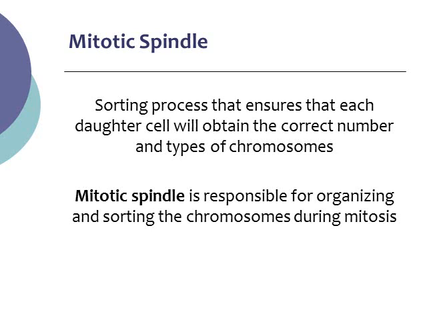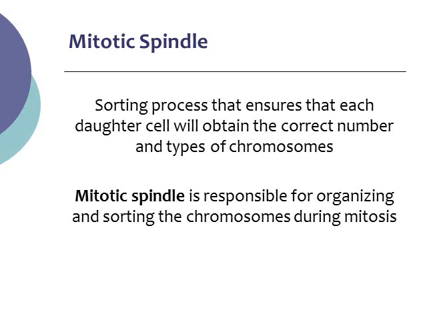So in order to pull these chromosomes apart, we're going to have a structure in the cell called the mitotic spindle. And the spindle is a sorting process that's going to ensure that each of your daughter cells are going to obtain the correct number and types of chromosomes. So remember, we want to make two daughter cells that are identical to each other. So each of these daughter cells have to have one of each of our 46 chromosomes that we have in our cells. So the mitotic spindle is responsible for organizing all of the chromosomes and sorting them properly during the mitosis event.